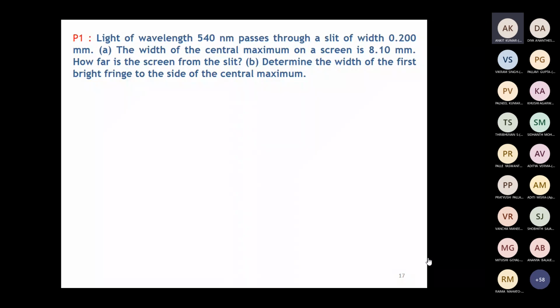No, sir, not that width. The distance of the screen from the slit is 1.5 meters. Sorry, you are talking about how far is the screen from the slit? That distance, part A? Yes, sir. Okay, part A. That is 1.5 meters. That's what I was also thinking. How come it will be 1.5 meters for a bright fringe on the central maximum?